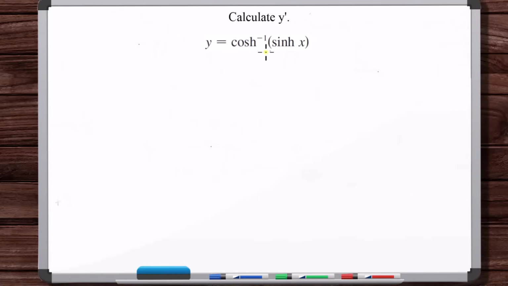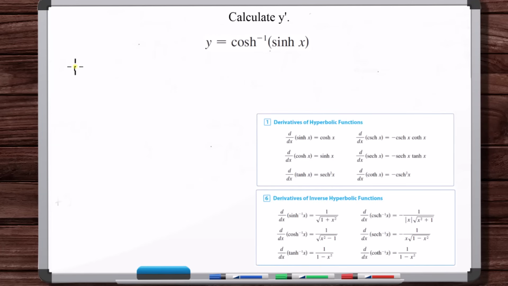Okay, so we're dealing with hyperbolic functions here. Let's get the derivative rules for hyperbolic functions. To get y prime here, we need to use the chain rule because we've got the inverse hyperbolic cosine of something. What is the derivative of the inverse hyperbolic cosine of something? We can see here it's 1 over the square root of that something squared minus 1. So let's write that out.